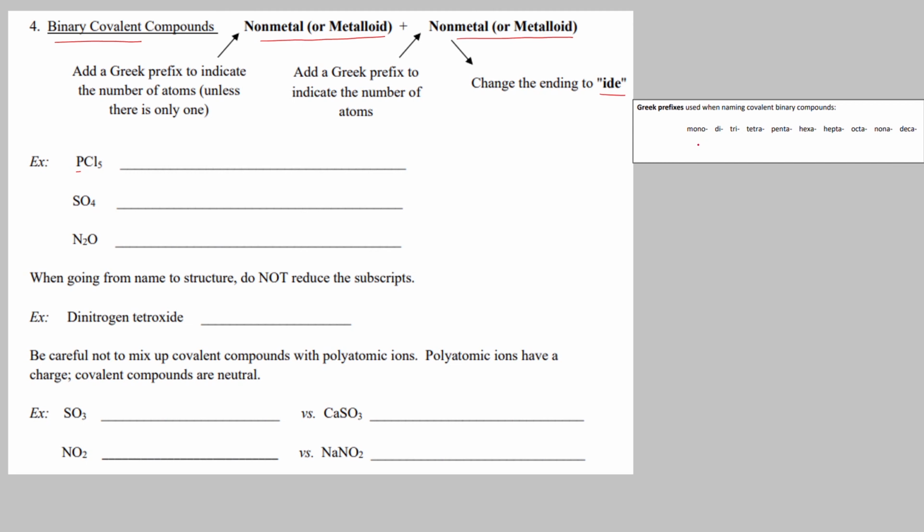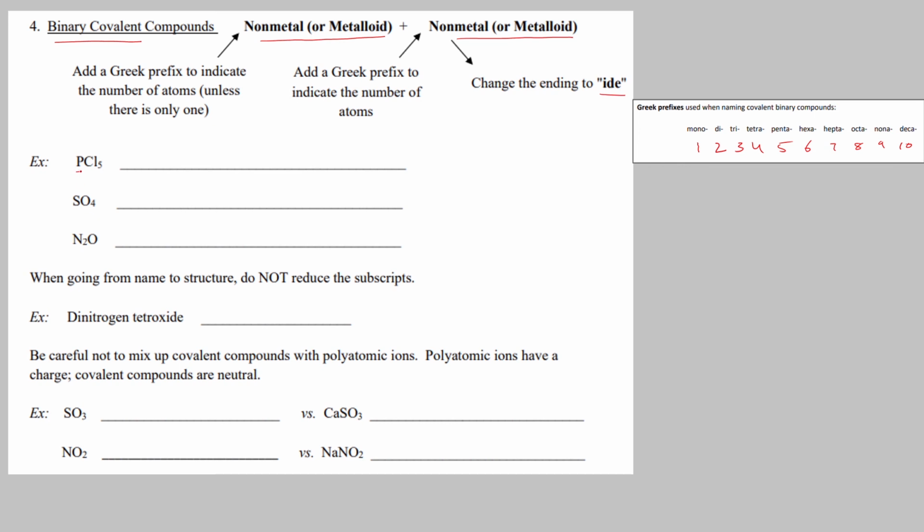If you have one atom of that element, we will be using the Greek prefix mono. For 2, it is di. For 3, it is tri. For 4, it's tetra. 5 is penta. 6 is hexa. 7 is hepta. 8 is octa. 9 is nona. And 10 is deca.